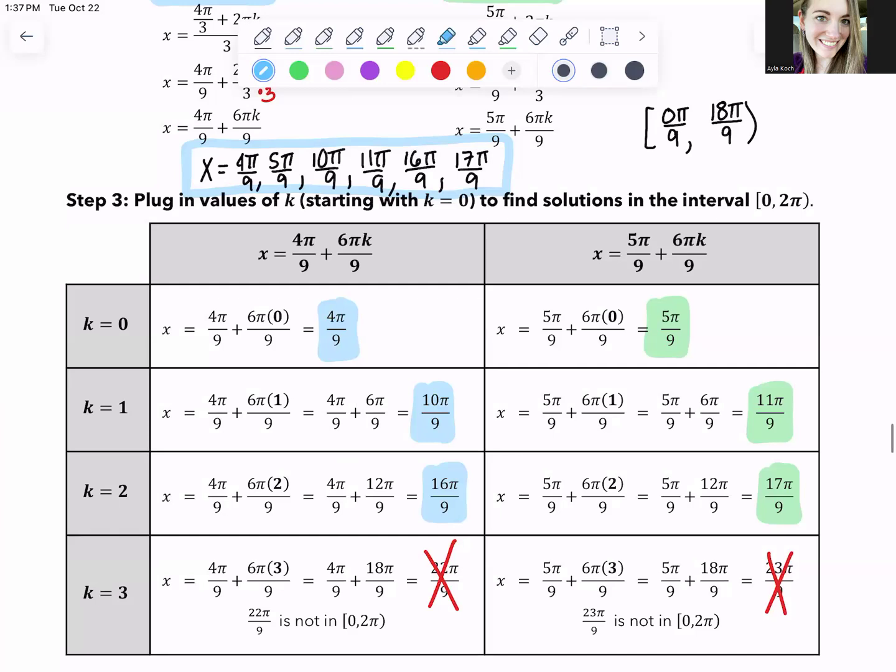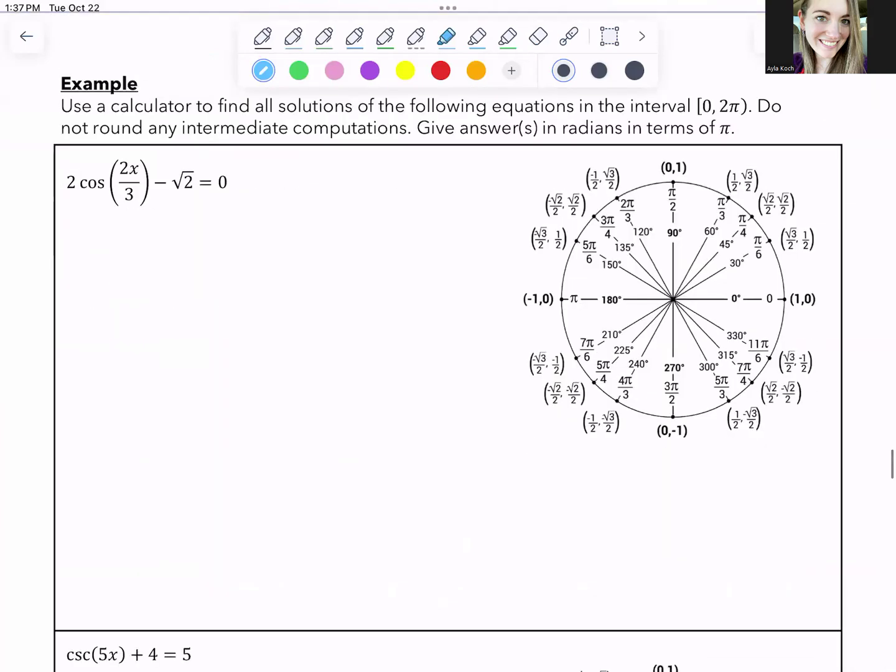Okay, so let's do this process from scratch on our own without having it typed out in front of us. What does this look like when we're actually doing it?